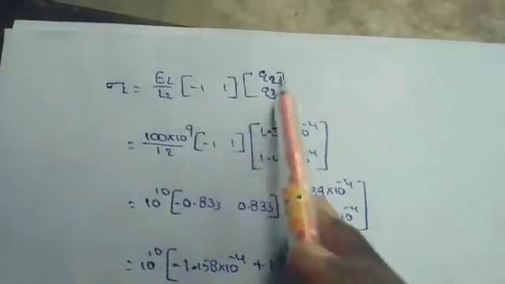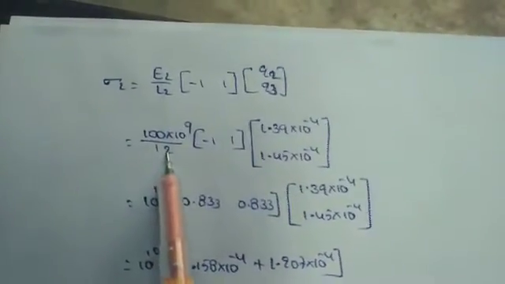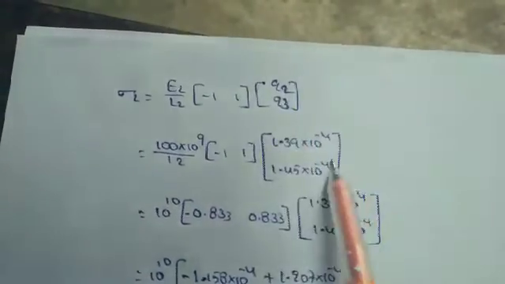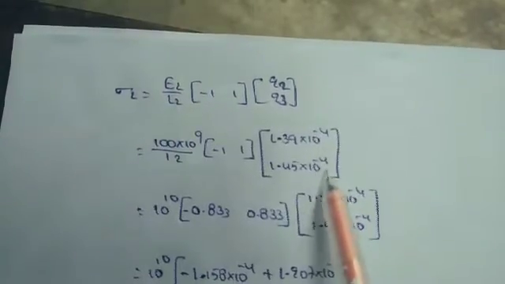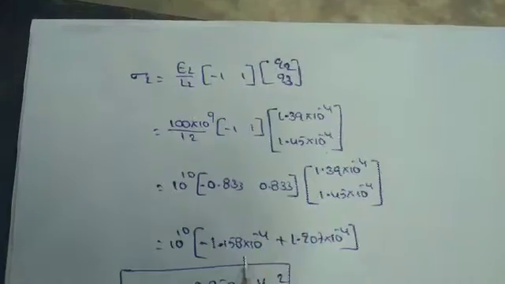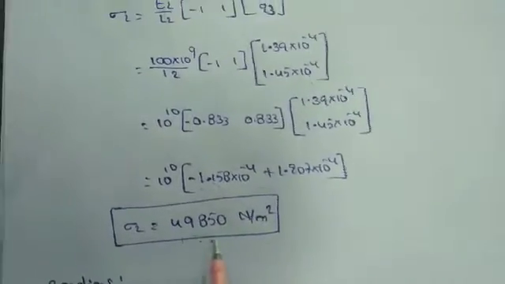Here the E value and L value are there, and this is the matrix, keep it as it is. The q2 and q3 values you have already found, and that value is placed in this place. Then calculate this matrix by multiplying the two matrices, you get this relation, and adding the two you get this value. This is the stress in element number 2.